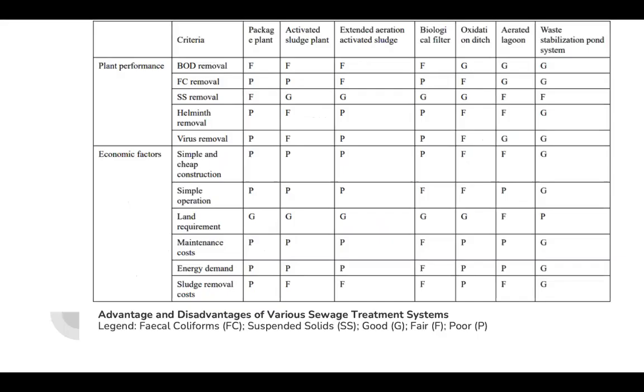In this table, it is the advantages and disadvantages of various sewage treatment plants. It is ordered from left to right, from the lowest quality to the highest quality, starting with waste stabilization pond systems. Stabilization pond system overall has good plant performance, except for the removal of suspended solids, and overall good economic factors, except for the land requirement. Lower quality sewage treatment systems would be considered because they require less land.